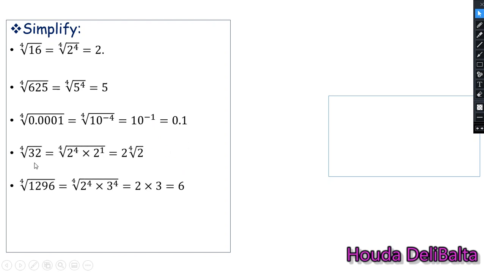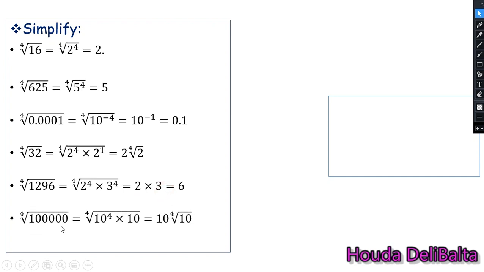Fourth root of 32. Now 32 is decomposed into 2 to the power 5, which is 2 to the power 4 times 2 to the power 1. So I can simplify this by dividing 4 by 4 to get 2, while fourth root of 2 is kept here. Fourth root of 1296 is fourth root of 2 to the power 4 times 3 to the power 4. This will be 2 and this will be 3, and the final answer is 6.